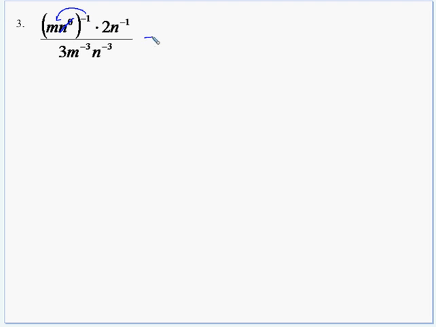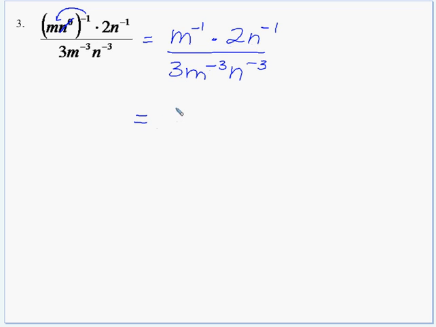the m here. So we're going to have m to the negative 1 times 2 n to the negative 1 all over 3 m to the negative 3 and n to the negative 3. Can't combine anything in the numerator or denominator, so let's go ahead and divide. Once again, focus on your coefficients first. So we're going to have 2 over 3. Then negative 1 minus a negative 3 is going to give us m squared.